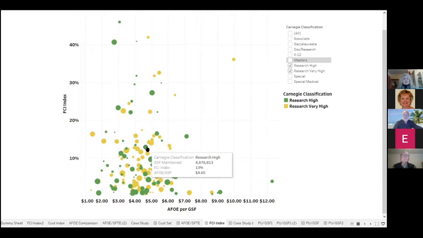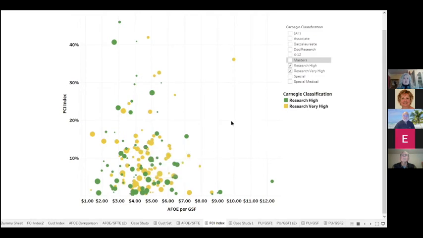So for this example, the institution name would be highlighted. This is one particular institution that I'm hovering over. It's a Research High Carnegie classification. And I apologize if it's a little hard to read. It's not bolded in this view, but the GSF maintained is just over 4 million, the FCI index is 13%, and the AFOE per GSF is $4.65.